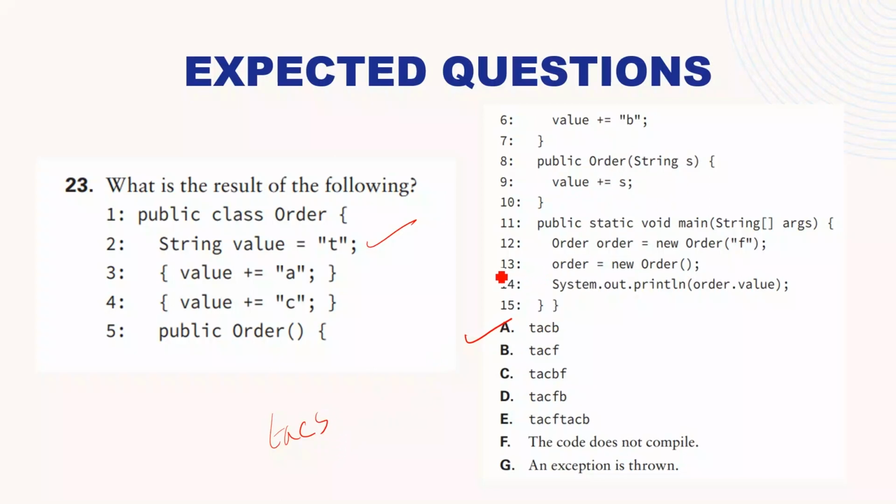But if you see this particular line, order equals new Order, in this case we are calling the default constructor, right? So what will happen is that obviously this is not a static variable, so this value will not get retained, because it is different for all the objects that you create. So the same thing will happen again. Value is T, then A, and then C, and in this case this default constructor B will be appended because that is called over here, right? So B will be appended, so TACB over here.